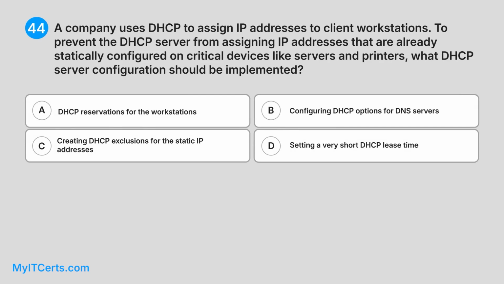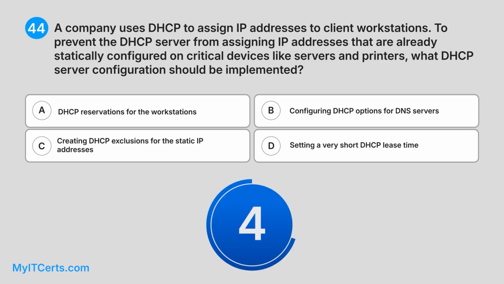44. A company uses DHCP to assign IP addresses to client workstations. To prevent the DHCP server from assigning IP addresses that are already statically configured on critical devices like servers and printers, what DHCP server configuration should be implemented? A. DHCP reservations for the workstations. B. Configuring DHCP options for DNS servers. C. Creating DHCP exclusions for the static IP addresses. D. Setting a very short DHCP lease time. What do you think is the answer?